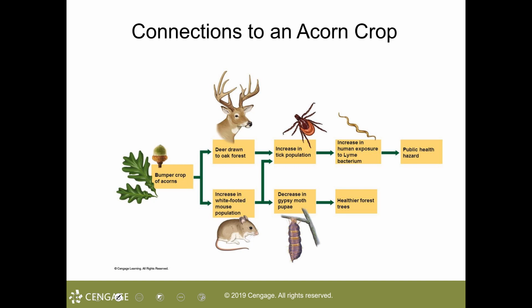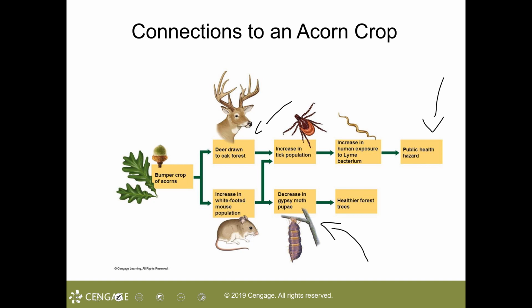more so to the forest because, of course, that bumper crop of acorns, then, of course, increasing in tick population and increasing, of course, the incidence, class, of our exposure, meaning human exposure, to Lyme bacterium, causing Lyme disease, of course, creating a public health hazard. By that same token, class, it would increase, of course, that white-footed mouse population, which would affect, class, the gypsy moth by, of course, decreasing the gypsy moth pupae population and, of course, providing healthier trees in that forest.